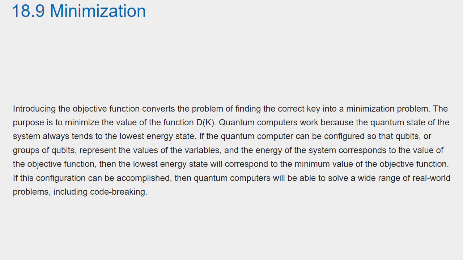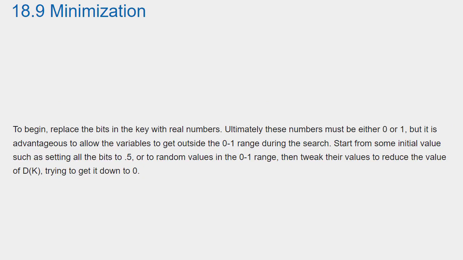Quantum computers work because the quantum state of the system always tends to the lowest energy state. If the quantum computer can be configured so that qubits or groups of qubits represent the values of the variables and the energy of the system corresponds to the value of the objective function, then the lowest energy state will correspond to the minimum value of the objective function. If this configuration can be accomplished, then quantum computers will be able to solve a wide range of real-world problems, including code breaking. To begin, replace the bits in the key with real numbers.